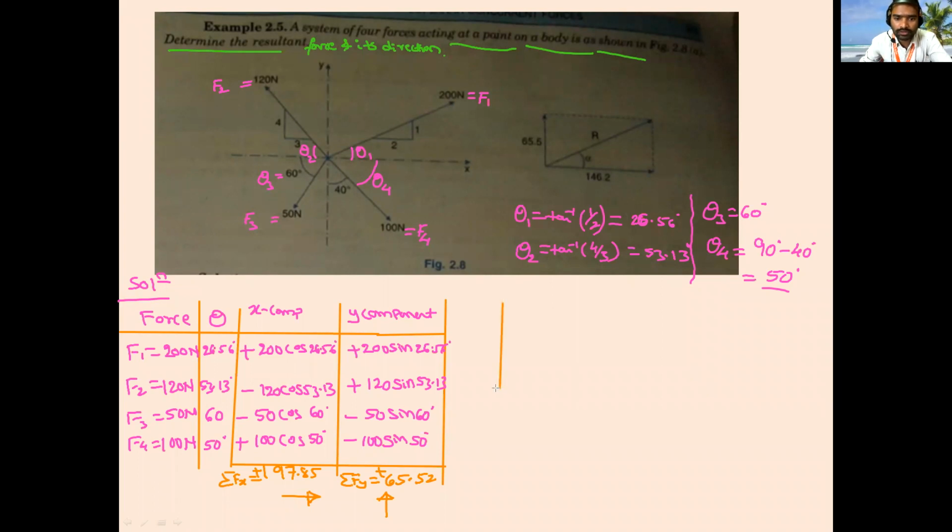So again you have to draw this one. This is sigma fx and sigma fy, and this is the resultant force. You have to write: this is sigma fy and this is sigma fx, and resultant is R. This is alpha. So can you calculate the R value? R is equal to under root of sigma fx whole square plus sigma fy whole square. Substitute and calculate R value.